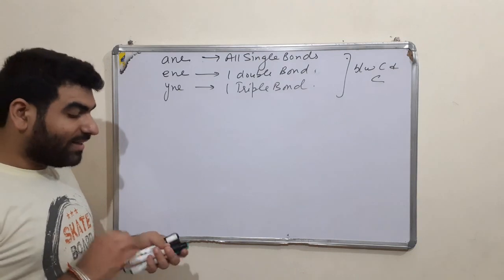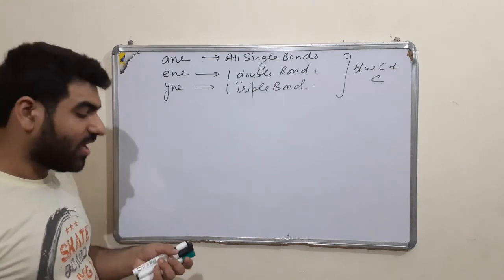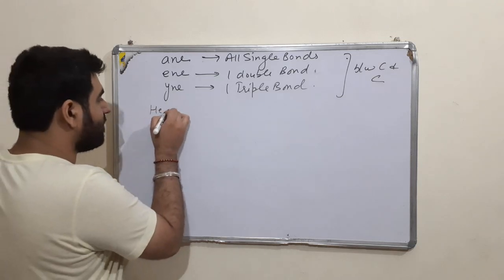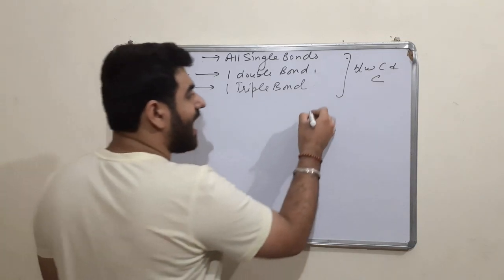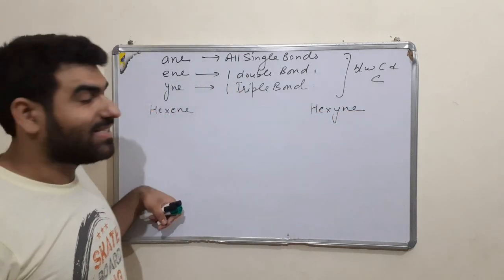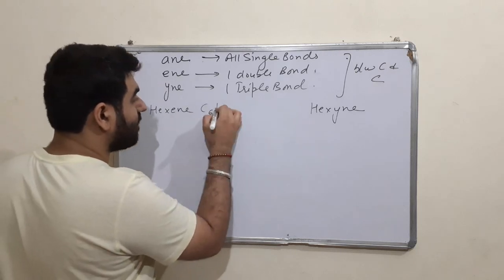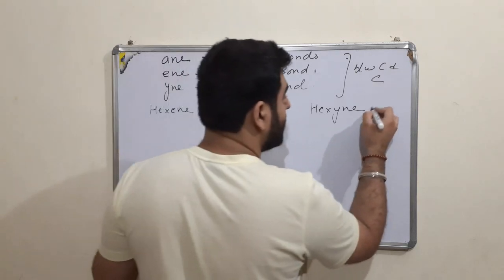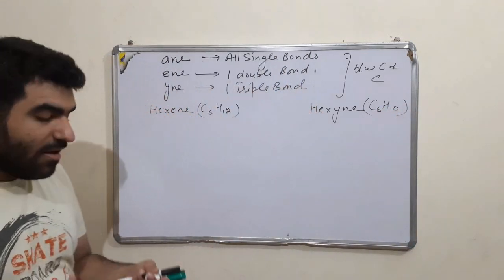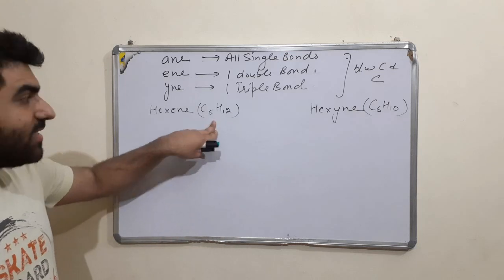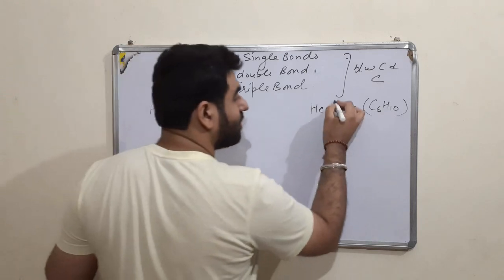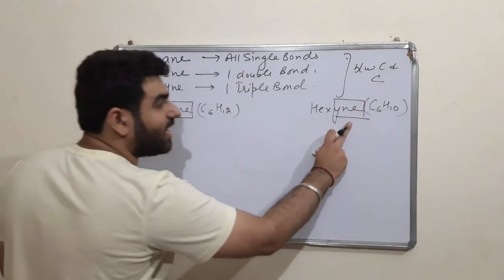All right. So let us now quickly make 2 structures side by side, hexene as well as hexyne. Now this is C6H12 and this is C6H10. We'll have to make these 2 structures, C6H12 and C6H10. Just see the last 3 letters. Here is ENE, here is INE.